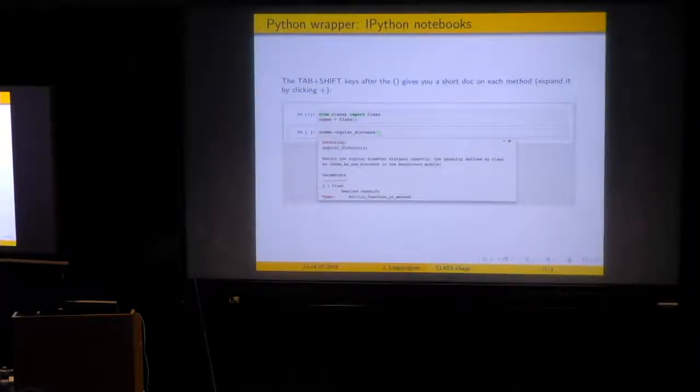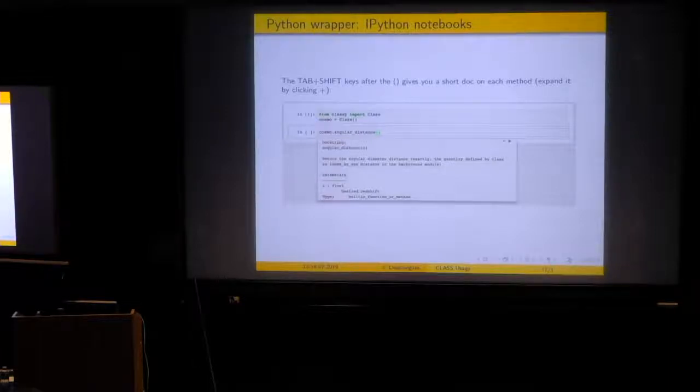And then after you have completed the name of the function, maybe you forgot what the arguments are. When you start completing this function, you write angular underscore d and tab, and it completes the rest, and it puts empty parentheses. And if after these empty parentheses you press tab shift, you get a short documentation of this function.